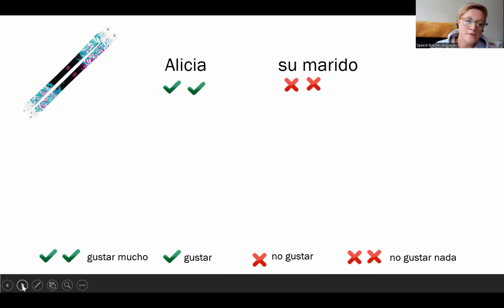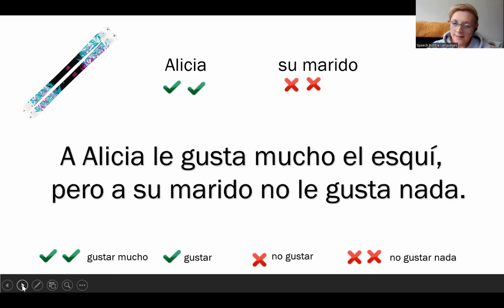This time we have some lovely skis on the side. El esquí in español. So Alicia really likes it, but her husband, su marido, doesn't like it at all. ¿Cómo lo diríamos en español? How are we going to say that in Spanish, do we think? A Alicia le gusta mucho el esquí, pero a su marido no le gusta nada. Read it aloud. Let's try the next one.